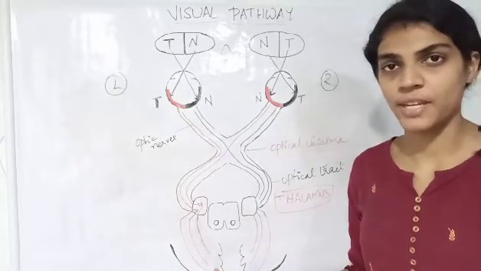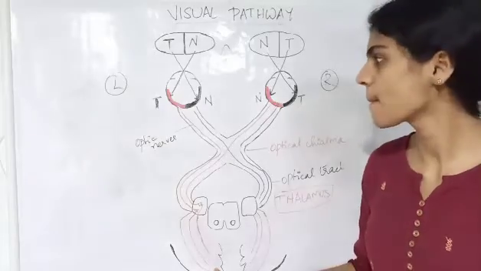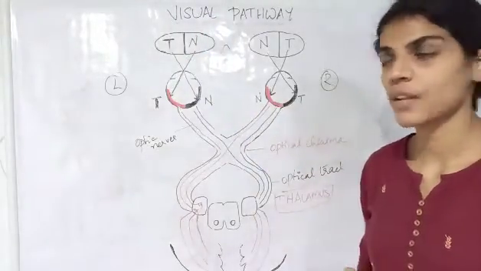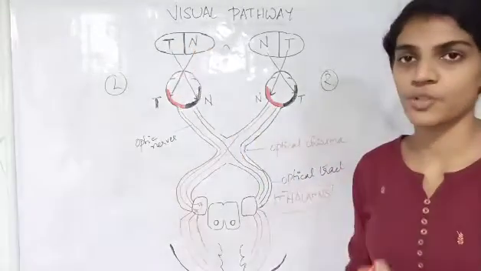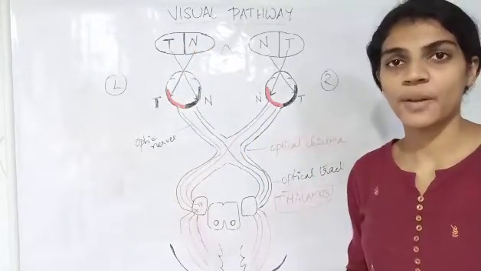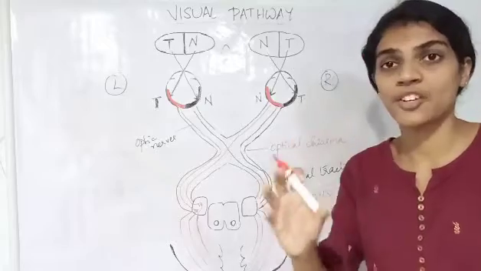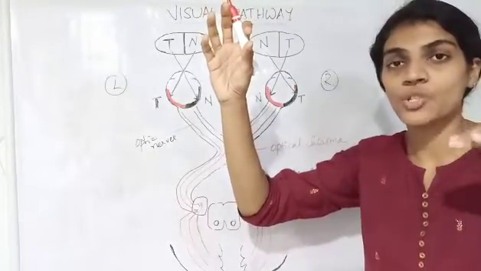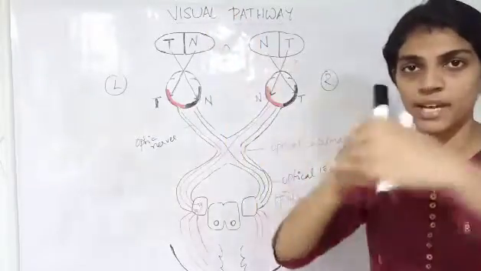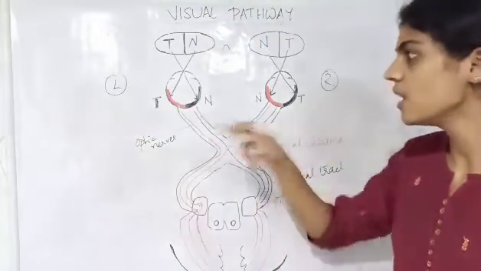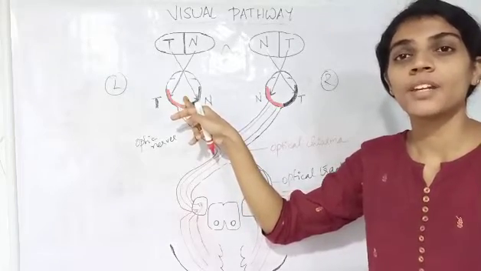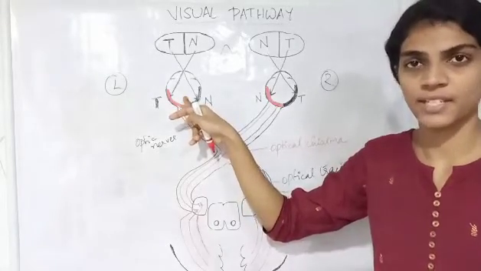First, let me repeat this. From the visual field, there is a temporal and a nasal visual field. The light from the temporal field goes to the nasal retina. From the nasal field of vision, it goes to the temporal retina. In the opposite direction it goes. From there, in the retina, what is arising? The nerve fibers, the optic nerves, are arising.